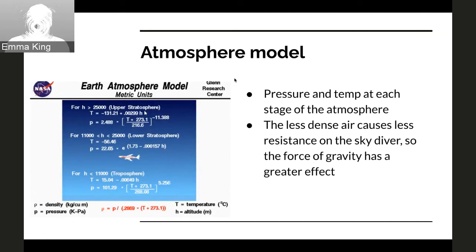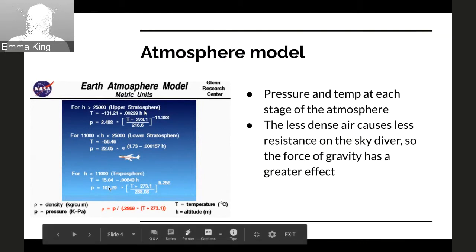So this is where I got the information about how the atmosphere is working. It's like a NASA model. For when he's in the upper stratosphere, this is what our temperature and pressure are going to be, based off these equations, with h being his current distance from Earth. And then for the lower stratosphere, which is when he's between 11,000 and 25,000 meters from Earth, these are the equations. And then when he's in the troposphere, which is what we're in, those are the equations for it.